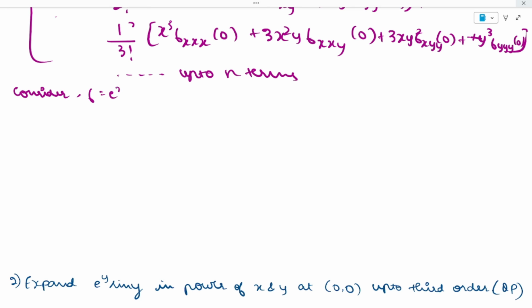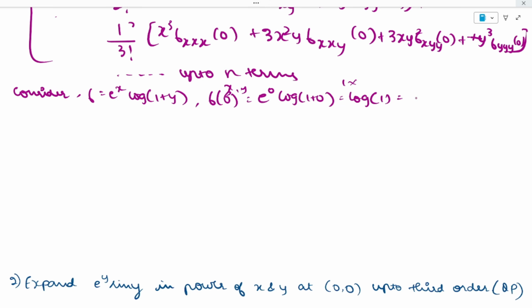f is equal to what they have given, e power x log of 1 plus y. Now f of 0 you have to take. That means you have to substitute 0 in the place of x, y. That means e power 0 log of 1 plus 0, that will give you log of 1. Log of 1 plus 0 is log 1, and e power 0 is 1. 1 into 0 will be equal to 0.